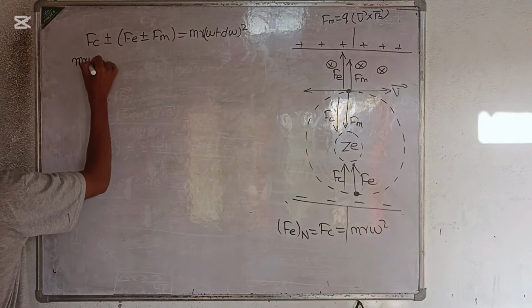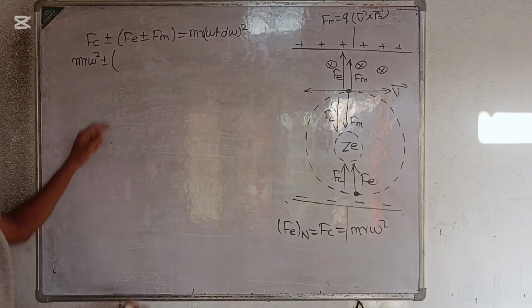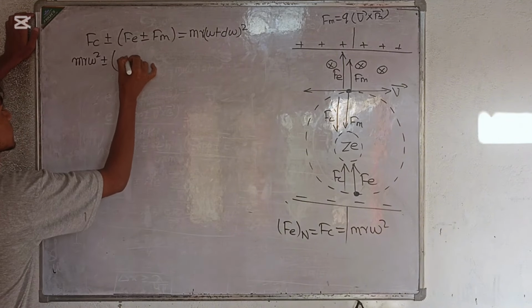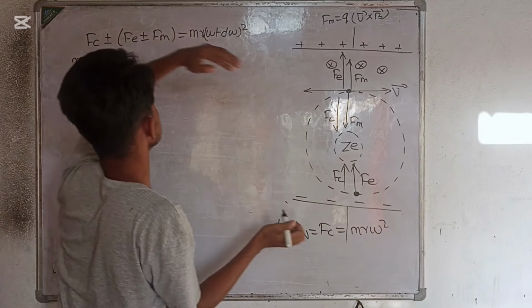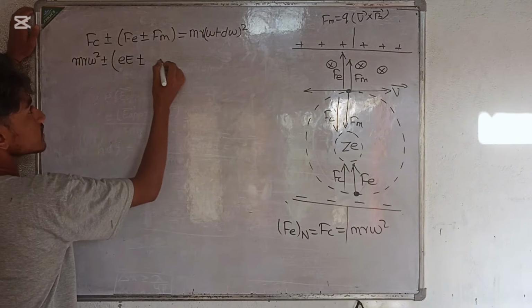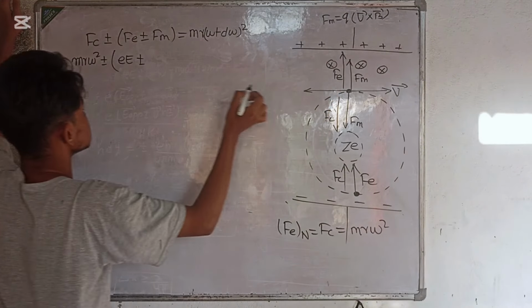So this would be m r omega squared plus minus, and you can write Fe as E e, the charge on the particle and how much field strength we are applying, plus minus, and you can write it as this much.